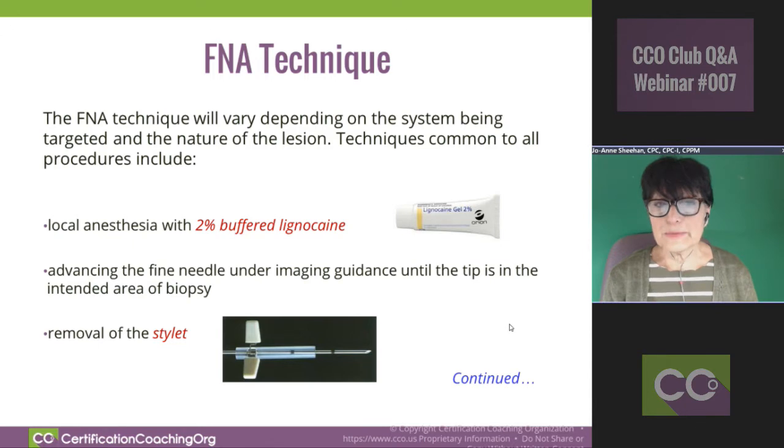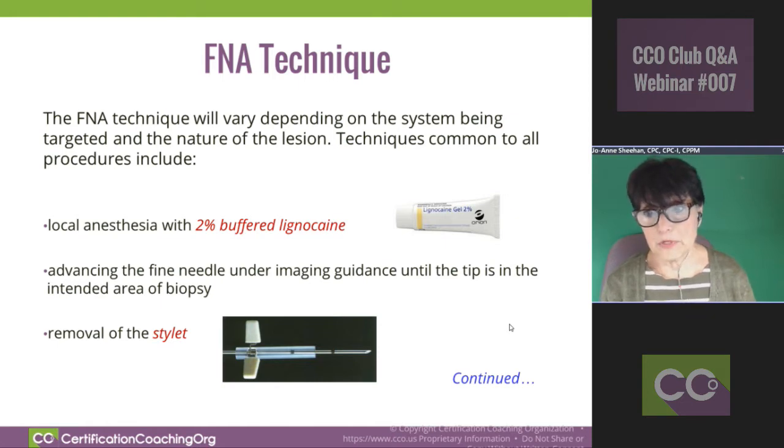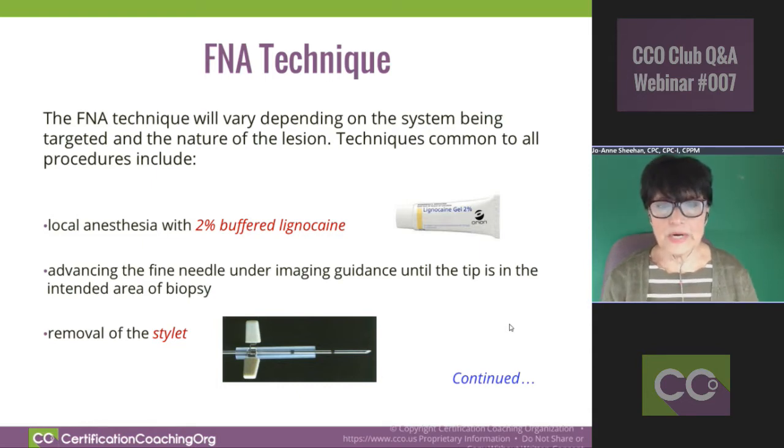And the fine needle aspiration technique will vary depending on the system being targeted and the nature of the lesion. So the technique's common to all procedures. And here is an example. There are different anesthetics like lidocaine. In this particular case, a local anesthesia with 2% buffered lidocaine. Then what happens is they advance the fine needle under imaging guidance until the tip is in the intended area for the biopsy. And then when they're done, they remove the stylet. And this is the stylet, or the little needle.